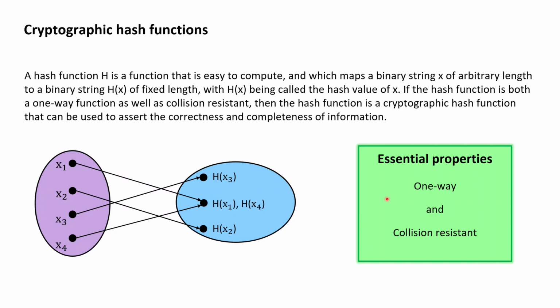If that's the case for a hash function, then the hash function is called a collision-resistant hash function, and it's then the 2 properties of being one-way and collision-resistant that turns a hash function into a cryptographic hash function that can be used for integrity-related cryptographic purposes.